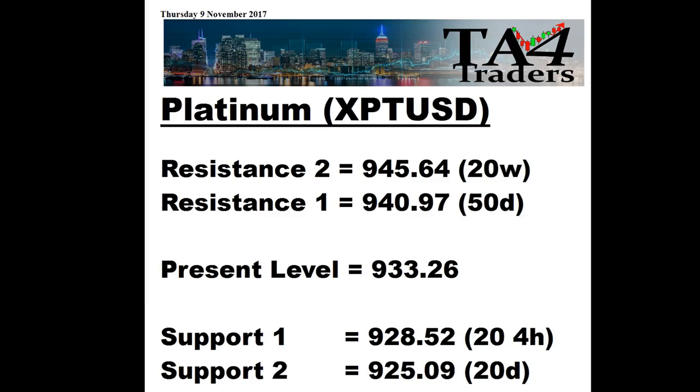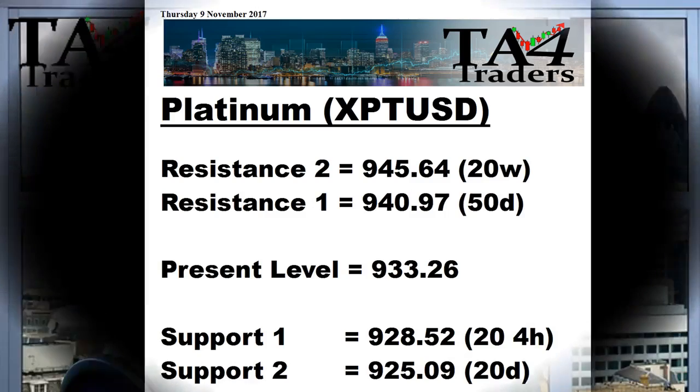On the support and resistance levels, the 50-day, as I said, is very important for resistance, at 940.97. Then we've got the 20-week, 945.64, with supports coming in from the 20 of the 4 hour, 928.52, and then that 20-day, still moving down but about to turn, at 925.09. On the downside, it would be particularly bad if we went back below there. That 20-day would then push the platinum price downwards and would be a negative influence.